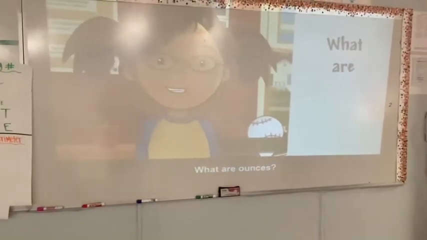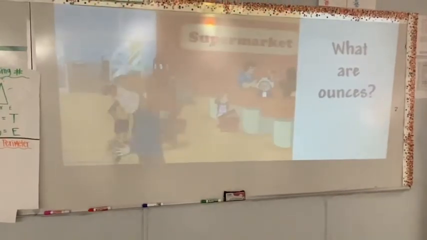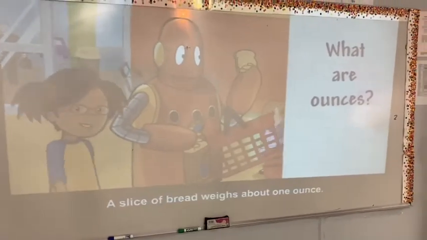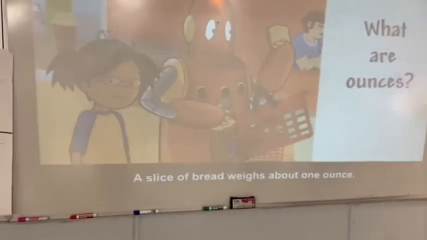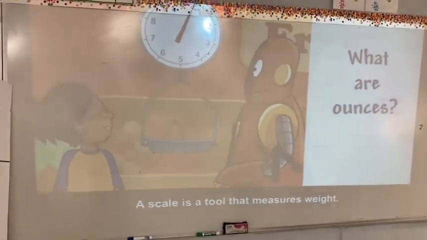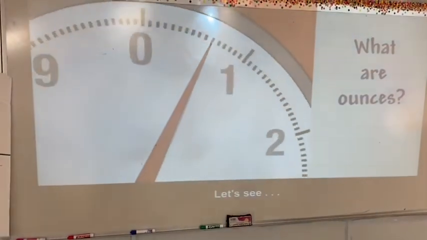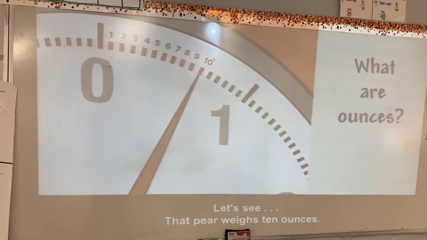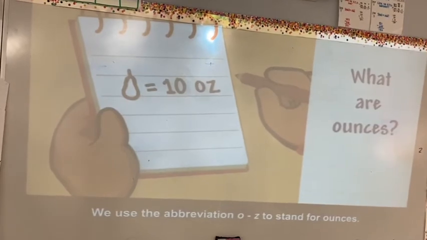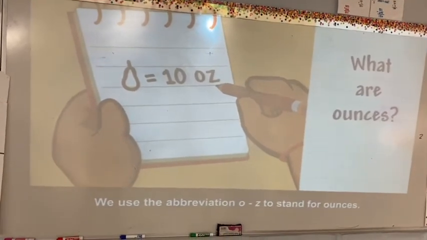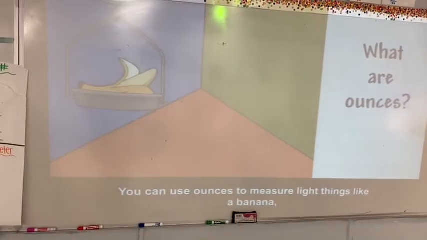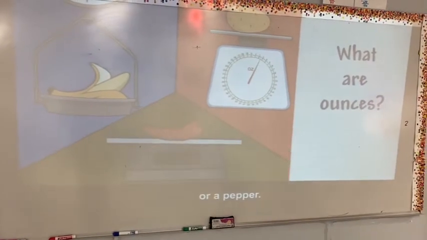What are ounces? An ounce is a small unit of measurement. A slice of bread weighs about 1 ounce. A scale is a tool that measures weight. Let's see. That pear weighs 10 ounces. We use the abbreviation OZ to stand for ounces. You can use ounces to measure light things like a banana, a potato, or a pepper.